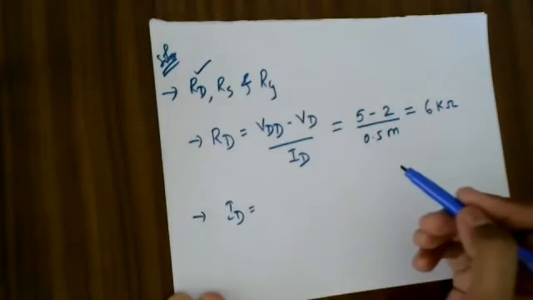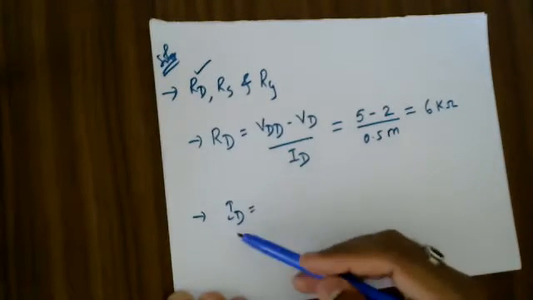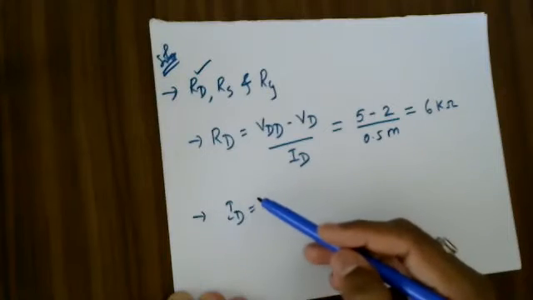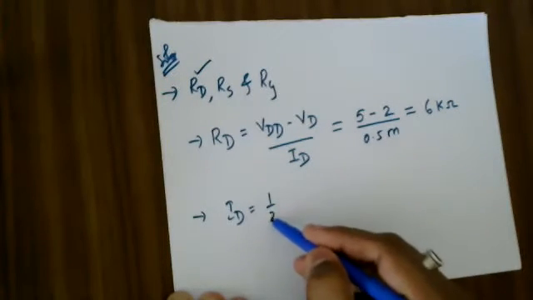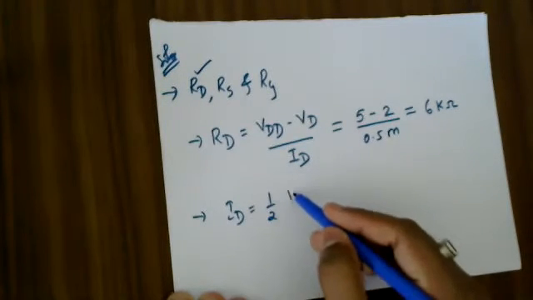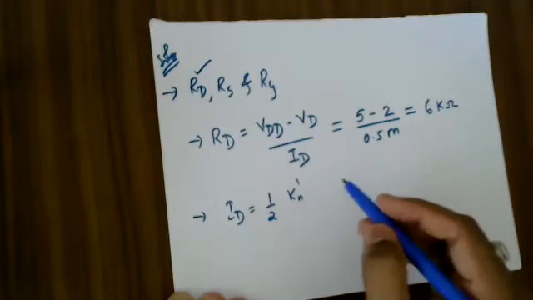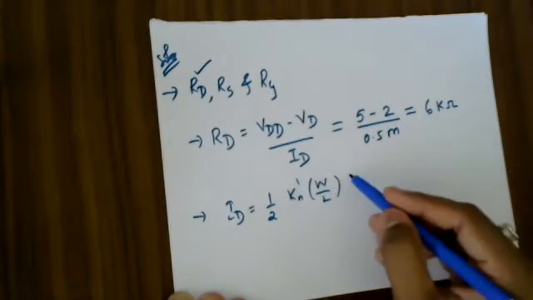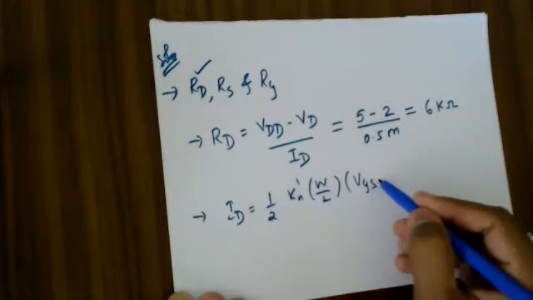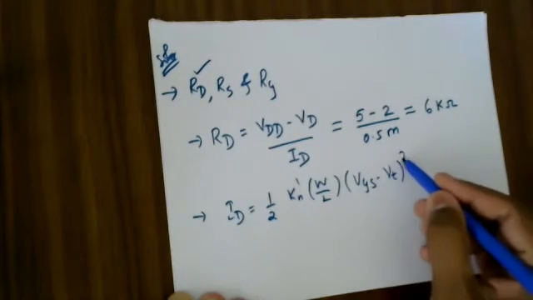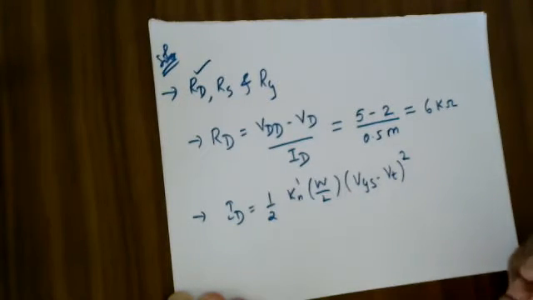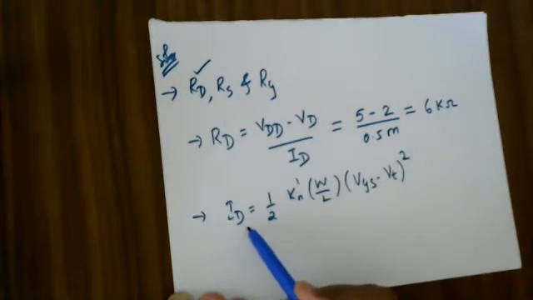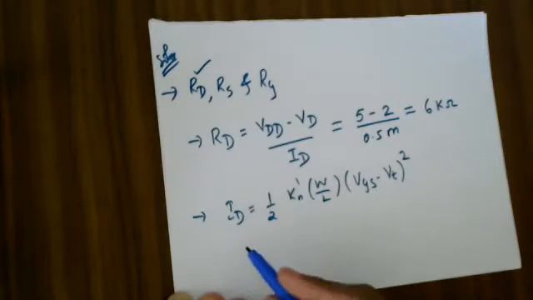I can write the equation for drain current. What's the equation for ID? ID is equal to 1 by 2 times Kn dash into W by L, into (VGS minus VT) the whole square. So from this I can easily get the value of VGS because I know the drain current. What is the drain current? It is 0.5 milli.